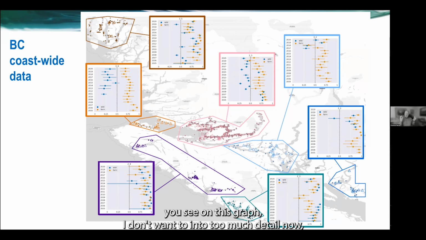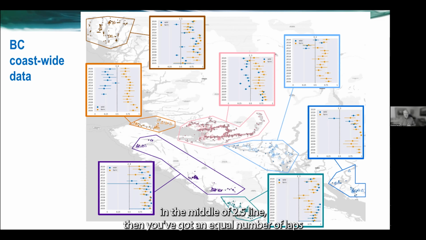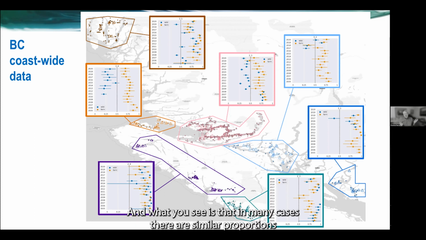And then the one other thing that you see on this graph, I don't want to get into too much detail now, but remember I talked about the importance of both Lepeophtheirus salmonis and Caligus, primarily Caligus clemensi sea lice. What this graph shows is, essentially, if you're on that dotted line in the middle, the 0.5 line, then you've got an equal number of Leps and Caligus on your fish, whether those are farmed or wild fish, in the orange and blue respectively. And what you see is that in many cases, there are similar proportions, and 70 to 80% of the lice that we find both on farms and on wild happen to be Lepeophtheirus salmonis.